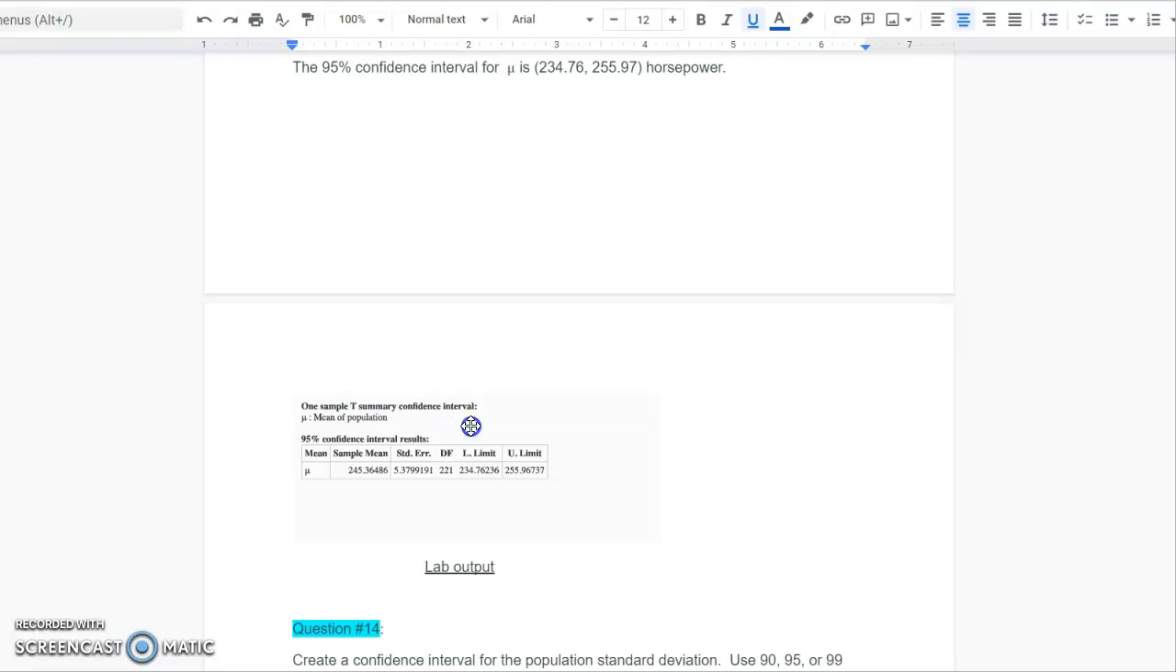Here you can see our lab output. The 95% confidence interval for the mean of the population, mu, the sample mean, standard error, our degrees of freedom, lower limit, and upper limit.